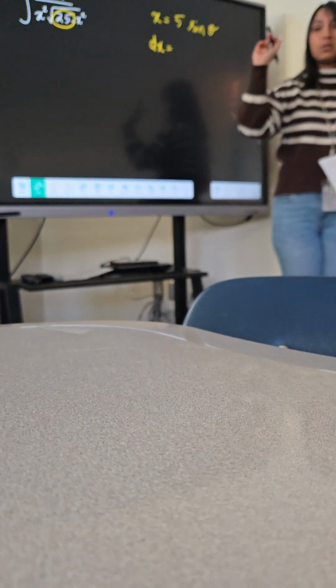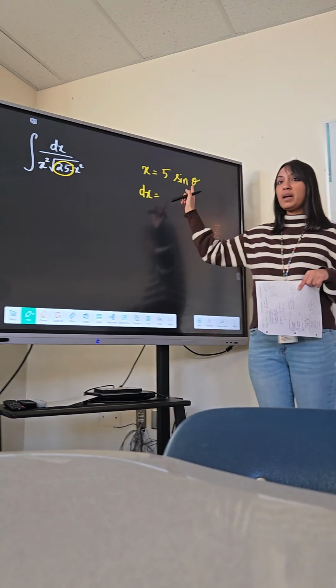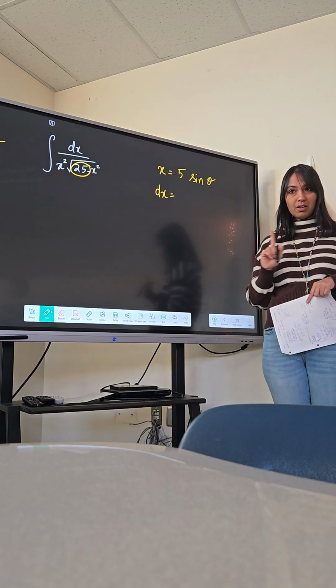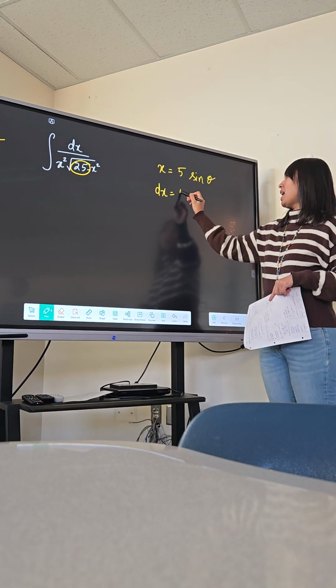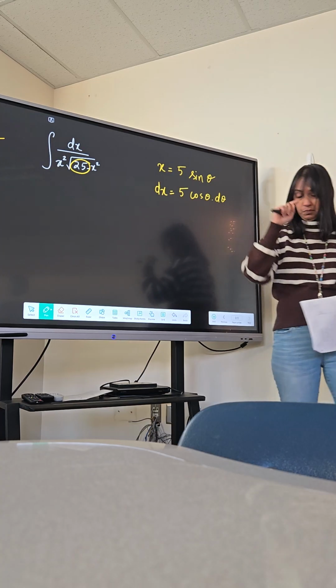Positive or negative? Positive cosine. We are finding the derivative, not the integral. Positive 5 cosine theta d theta.